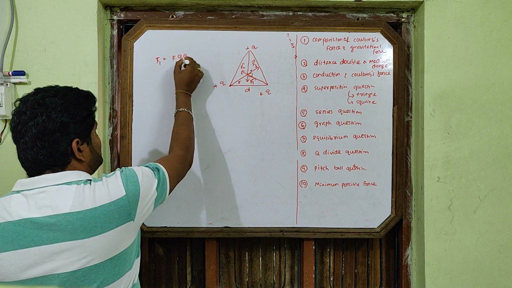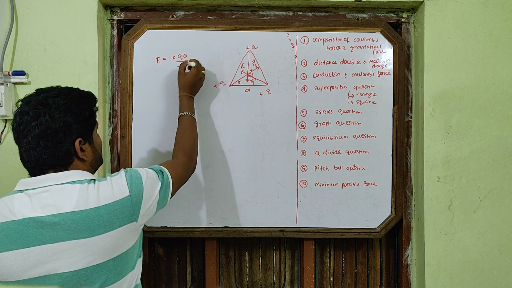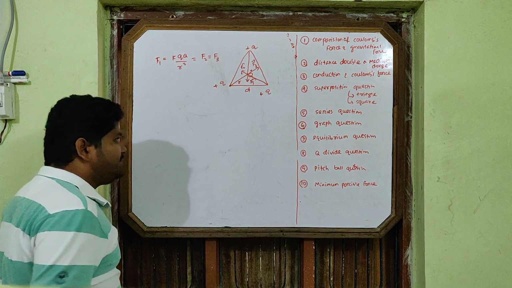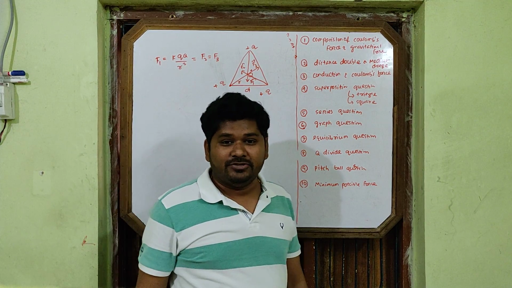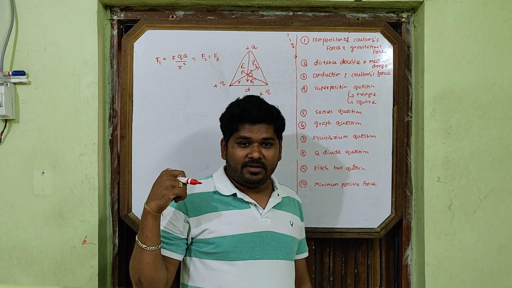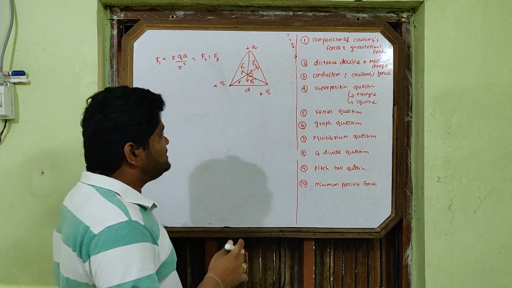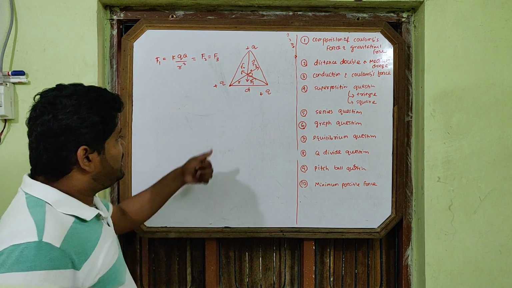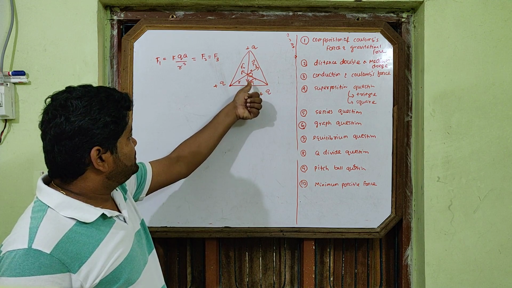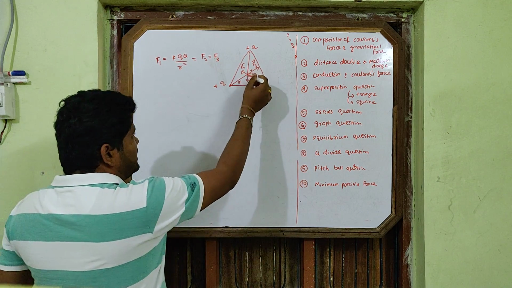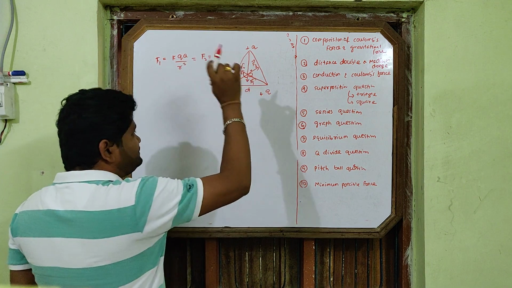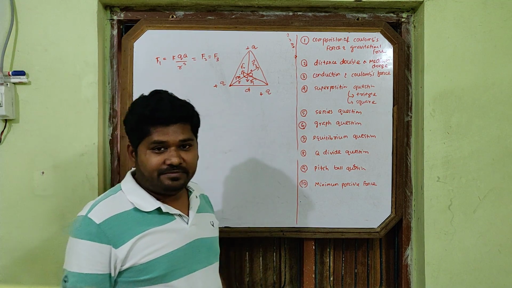F1 is KQq by R square. F2 is also the same, F3 is also the same. All three vectors will be of the same magnitude. And the angle between F1 and F2, between F2 and F3, and between F1 and F3 will be 120 degrees. The angle between them will also be the same.